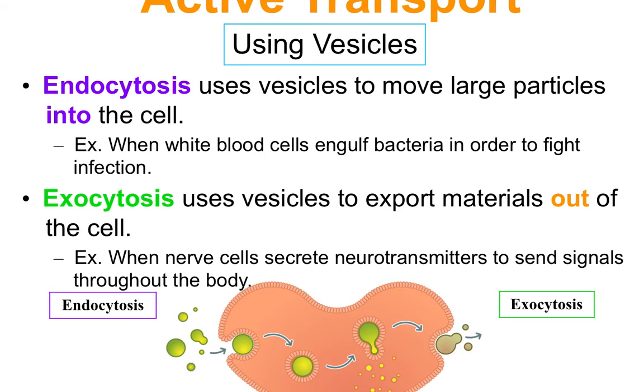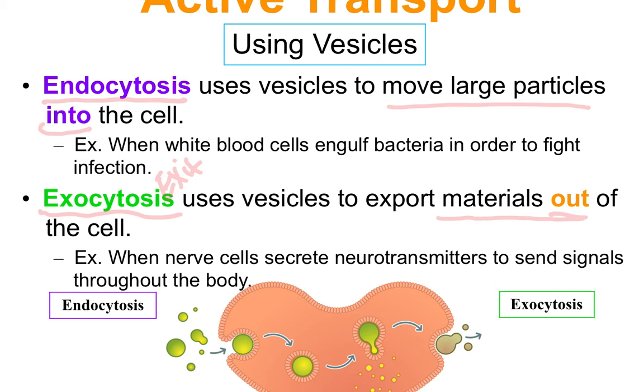Not only does the cell use those protein channels, but it will also use vesicles to move things in and out of the cell. If things are going in the cell, we call that endocytosis. That's usually moving pretty large particles into the cell. If things are leaving the cell, they're doing exocytosis. They're exiting. And that's moving any materials, large or small, out of the cell.